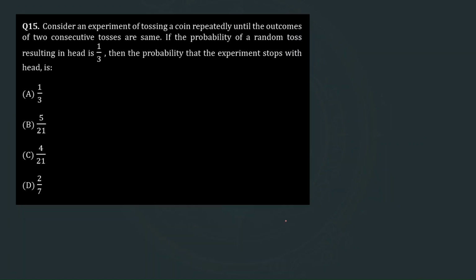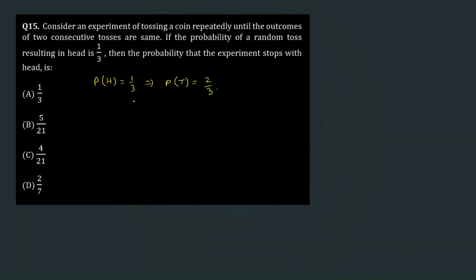The next problem is from probability. Consider an experiment of tossing a coin repeatedly until the outcomes of two consecutive tosses are same. If the probability of a random toss resulting in head is 1 by 3, then the probability that the experiment stops with head is what? Okay. Now here the coin is biased. So probability of head will be 1 by 3. That means probability of tail will be 1 minus 1 by 3. So 2 by 3.